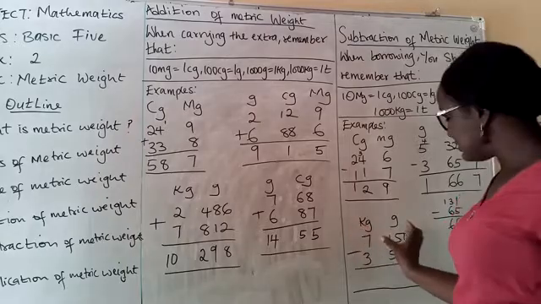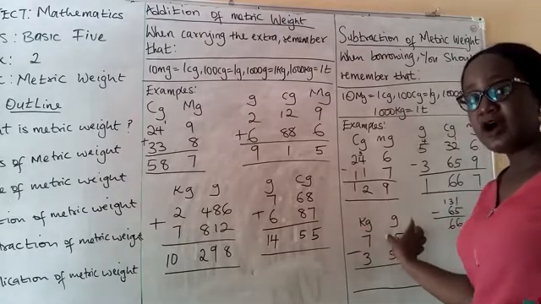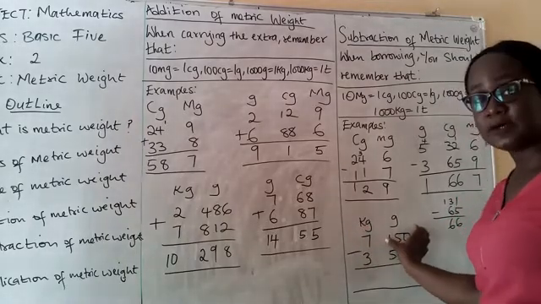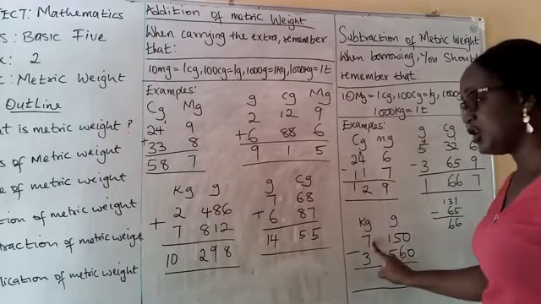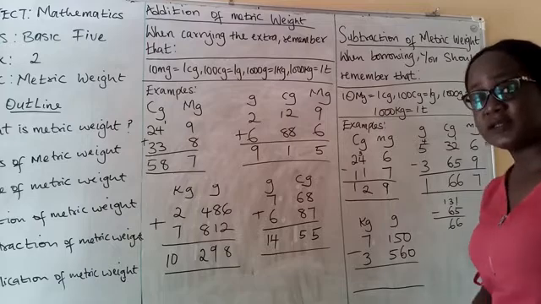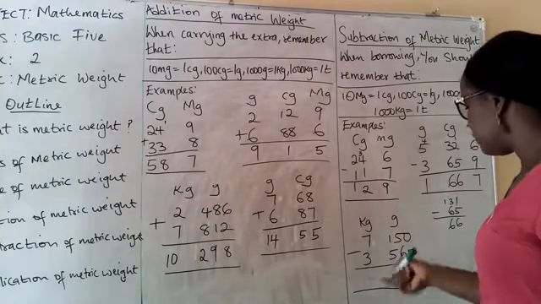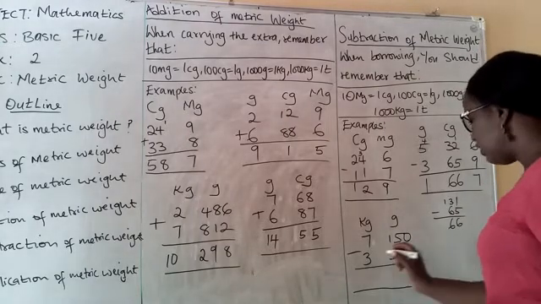Yes, because this is smaller. All you need to do is to borrow at this point, so you solve it without stress. So we borrow 1 from kg, and coming over it is equivalent to 1,000, right? And 1,000 plus 150 will give us what?